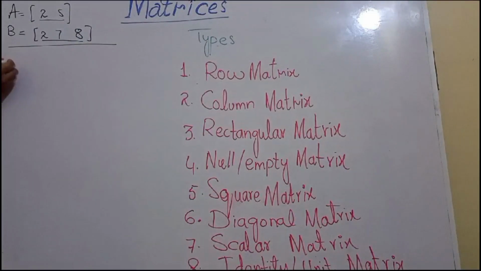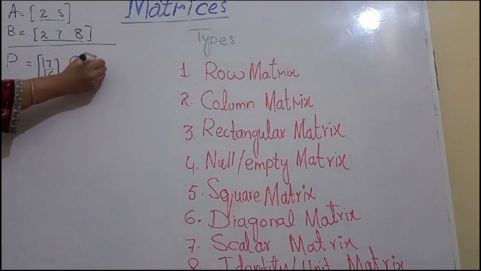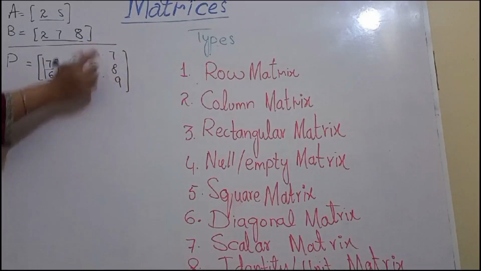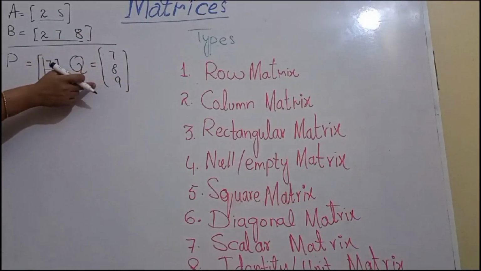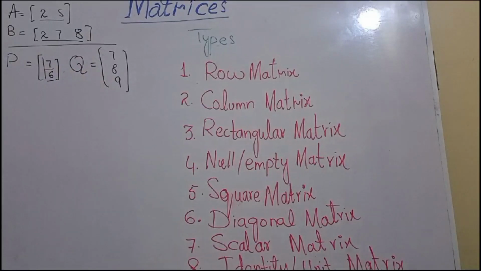Now the column matrix. Any matrix that contains a single column is known to be a column matrix. Let's take examples like P equals 7, 6, stacked vertically. Here there is a single column but two rows, so this is known to be a column matrix. Another example, Q equals 7, 8, 9. There are three rows but a single column in this matrix, so this matrix is known to be a column matrix. A matrix that only contains a single column is a column matrix.